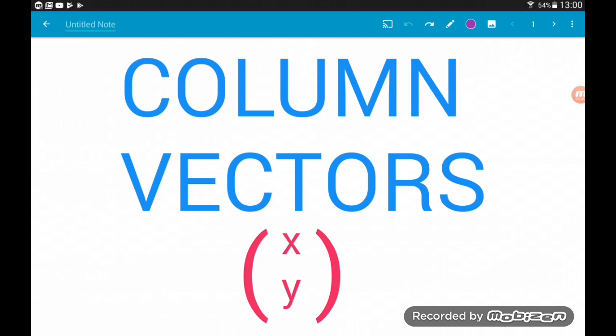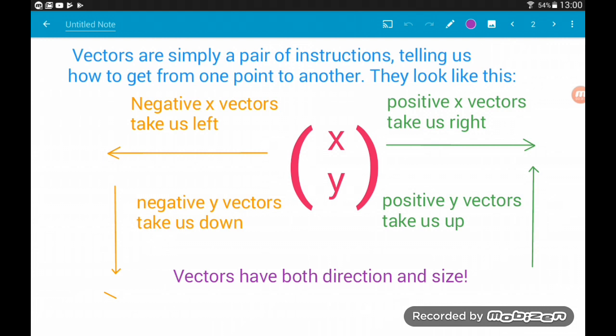So let's get cracking. First of all then, what is a column vector? Well, they're nothing really that scary, to be fair. They probably look a lot worse than they are. A vector is a pair of instructions telling us how to get from one point to another point. So a column vector in 2D always looks like this. We've got two numbers, a top number and a bottom number. Now our top number is our x vector, and our bottom number is our y vector.